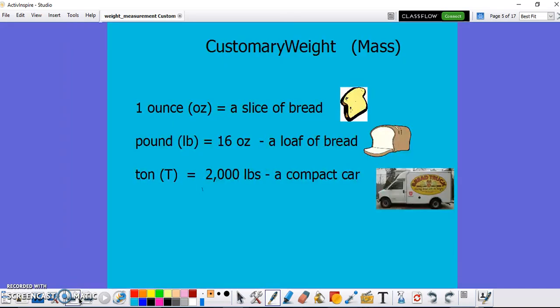This is the best thing I can tell you when it comes to the U.S. customary system and weight. 1 ounce is about a slice of bread. 16 of those ounces is equal to a pound, which is a loaf of bread. And 2,000 pounds is 1 ton.